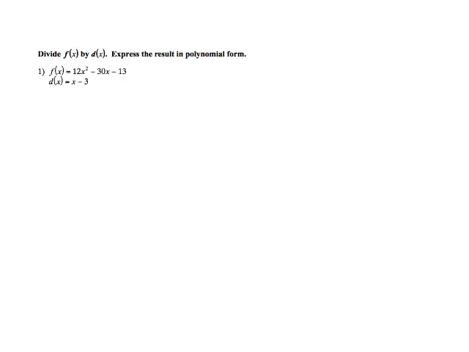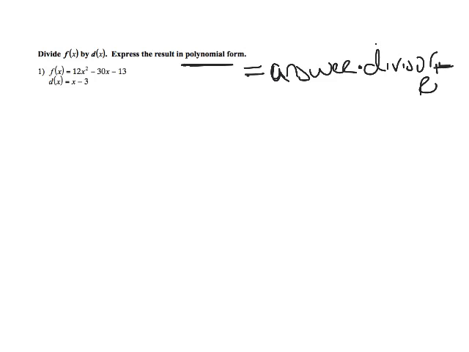Guys, polynomial form is just a fancy way of writing something, and ultimately what you end up writing is the original polynomial is going to equal the answer that you got, times what you divided by, called your divisor, plus your remainder. Sorry, I'm running out of space. So remainder, that's terrible. But I'll write it again so that you see it.